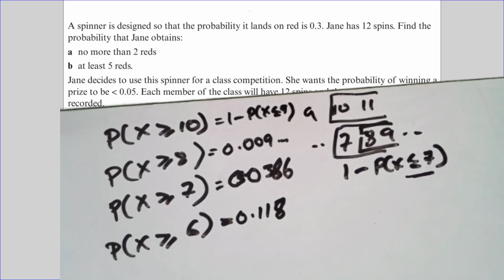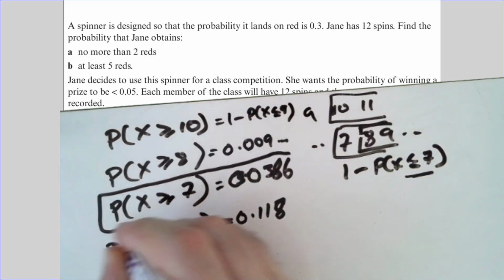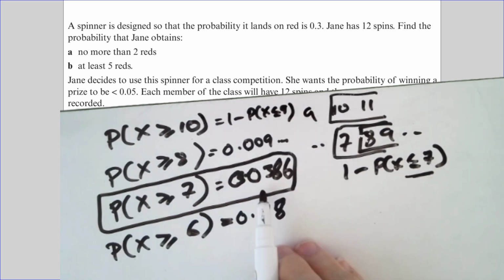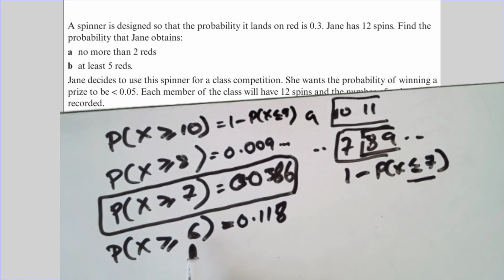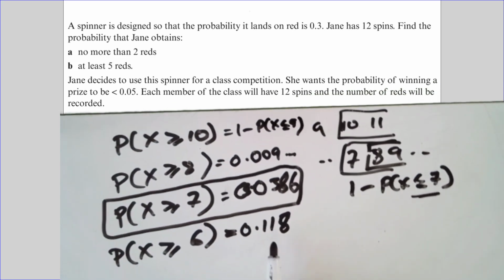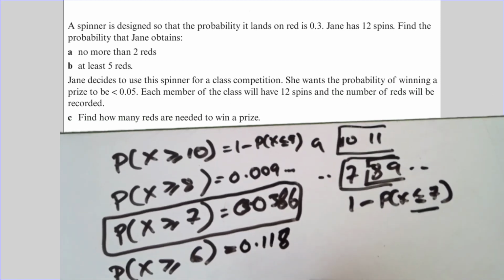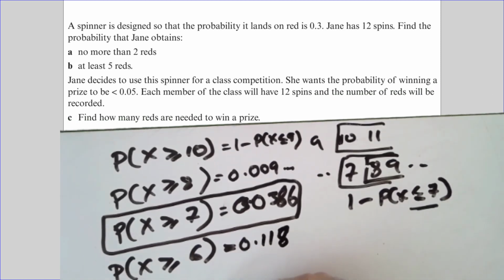So we've done quite a lot of calculations here. If we did 7 spins to win, we would get a probability here of 3.86%. If we did 6 red spins to win, we would have an 11.8% chance of winning. The correct answer here, how many reds to win a prize, is 7.